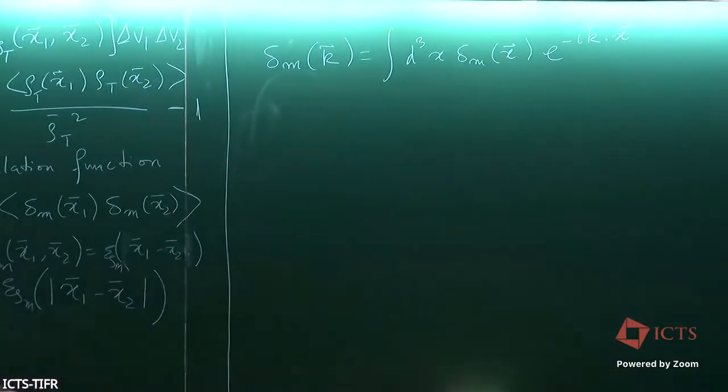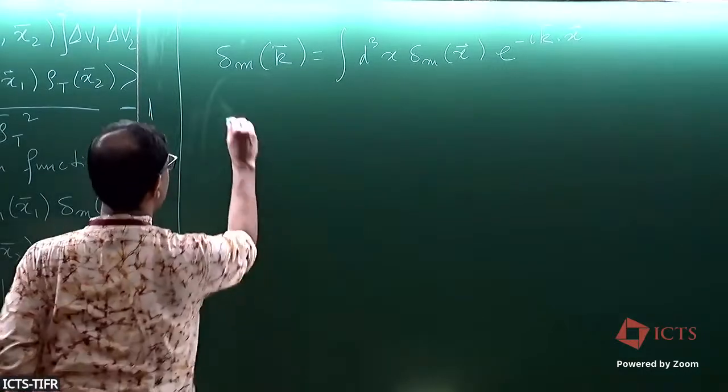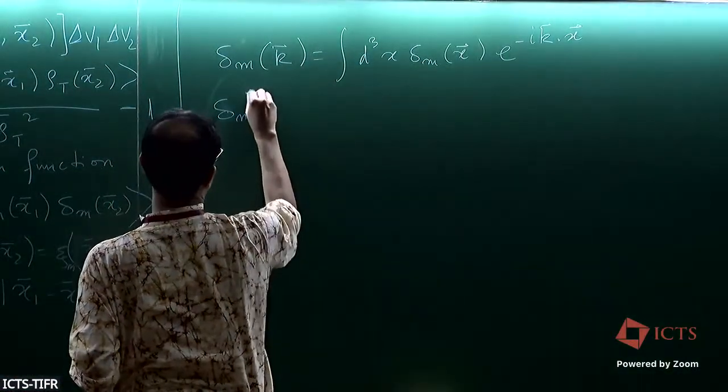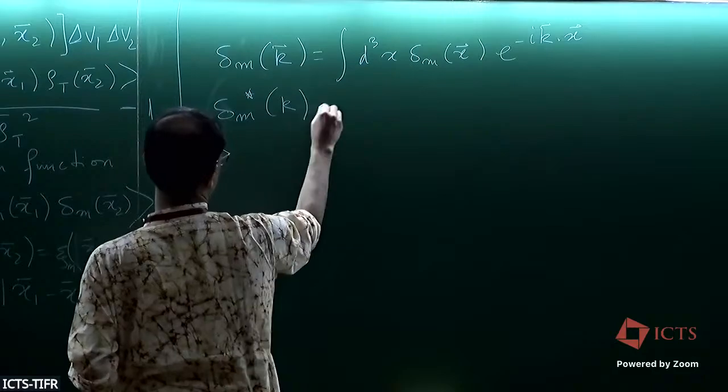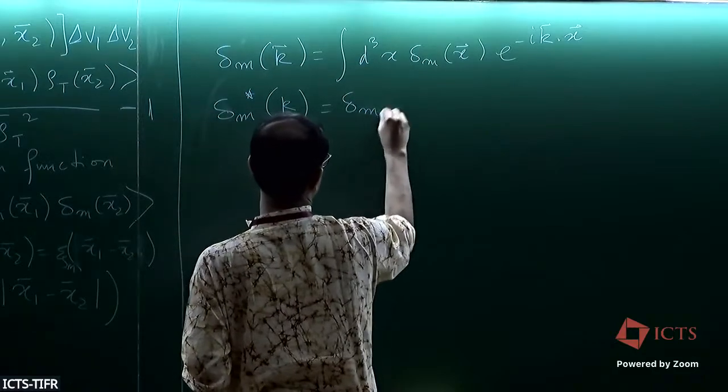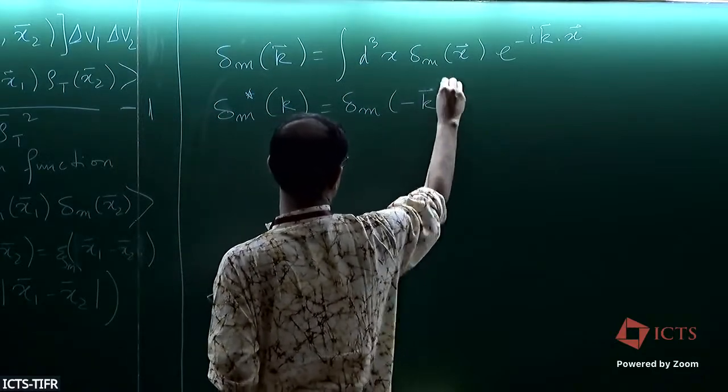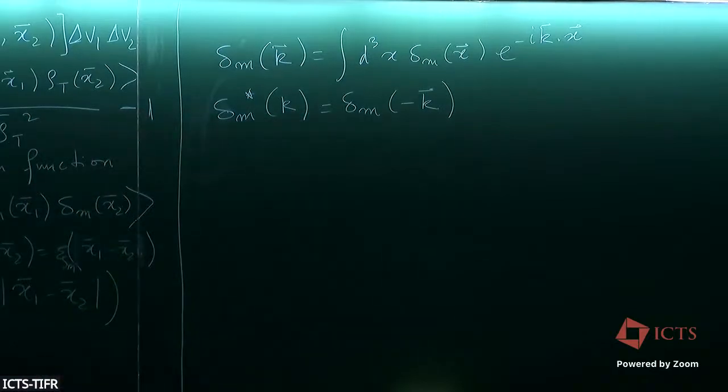Just note that delta m star k is delta m of minus k. Can someone tell me why? Why did I write this? Where did this come from?